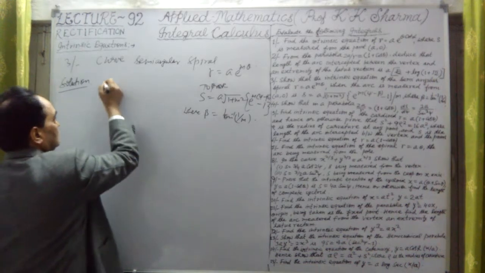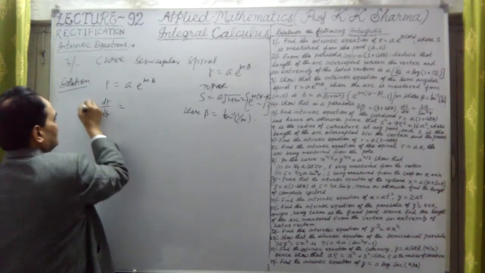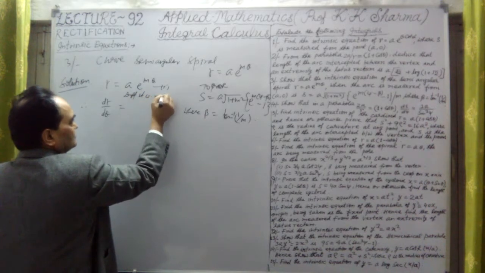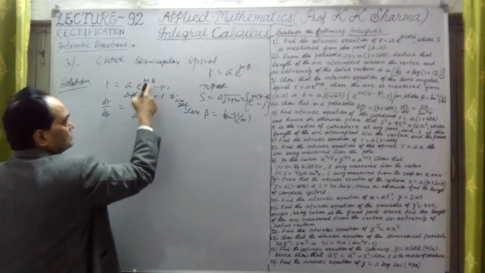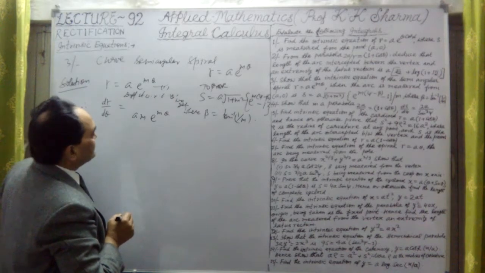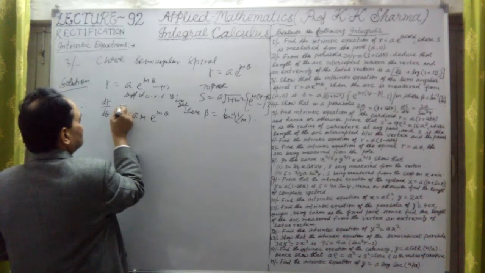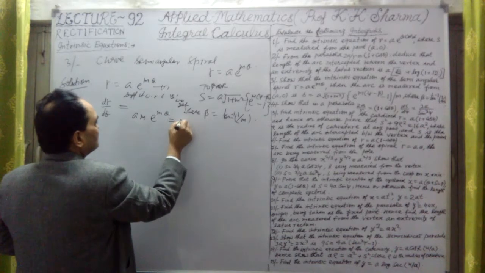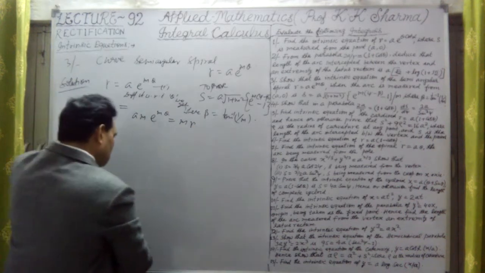Now here, the equation is r equal to a e raised to m theta. Therefore, differentiating it with respect to theta, we get dr by d theta is equal to a into m into e raised to m theta. Simple. This is the value of dr by d theta. So we can write it as m into r, because r is equal to a into e raised to m theta. So dr by d theta is m into r.